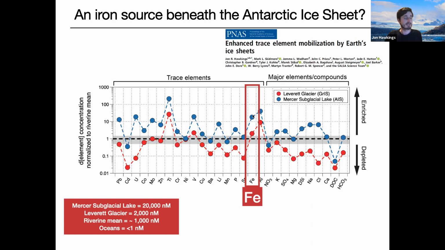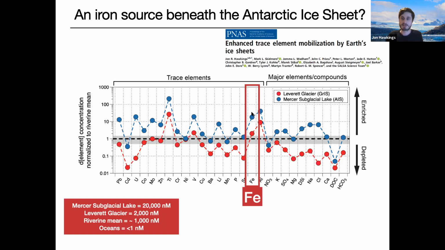And the blue dot here, this is filterable iron, so less than 0.45 microns, so stuff that gets through a filter. The Mercer subglacial lake values were up to 20,000 nanomolar, so that's more than 10 times more concentrated than the Greenland Ice Sheet meltwaters that we've previously been sampling. So to us, this suggested that these subglacial environments in Antarctica that aren't diluted from the surface, and the waters have been sat there for a very long time, could be enriched in iron.